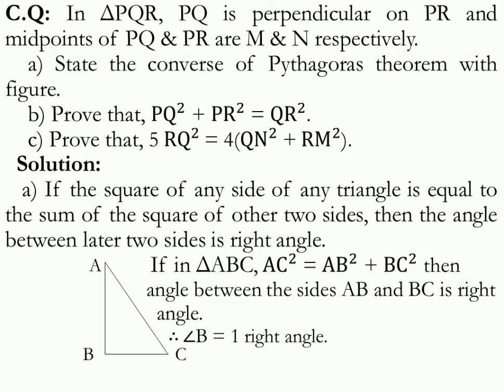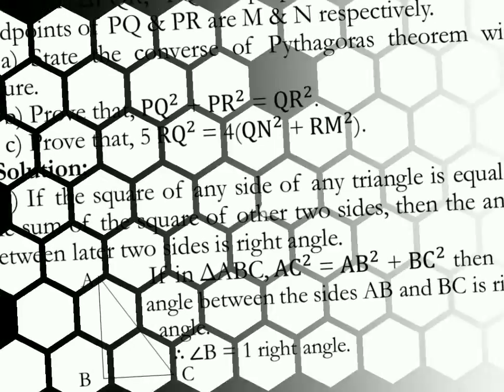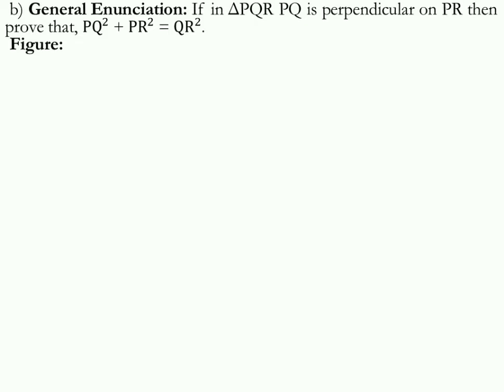Now let us see the proof of B. The general enunciation of B should be like this. If in triangle PQR, PQ is perpendicular on PR, then prove that PQ square plus PR square equal to QR square. That means in triangle PQR, if angle P is a right angle, then we have to prove hypotenuse square equals adjacent square plus opposite square.